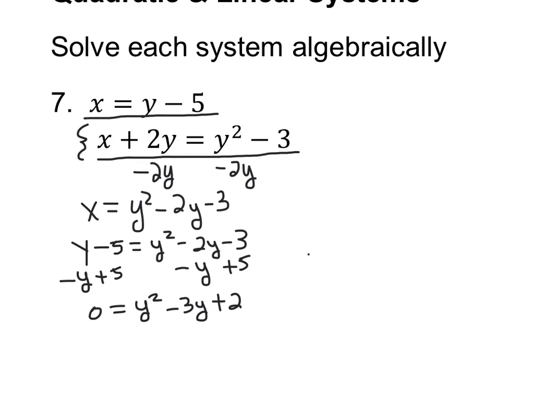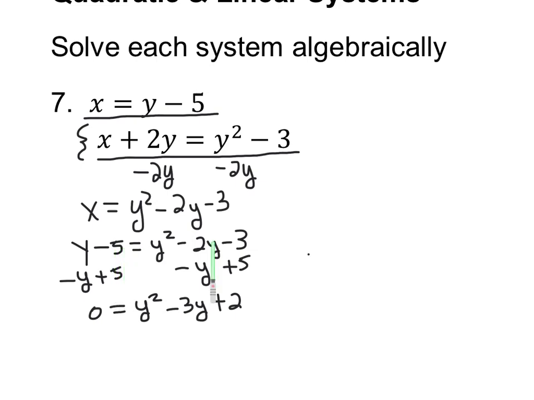All right, so far what I have done is I have moved the x and the 2y to the other side of the equal sign, and I rewrote it as x equals y squared minus 2y minus 3. Then I set the two equations equal to each other. So I wrote y minus 5 equals this right here, since they equal each other.